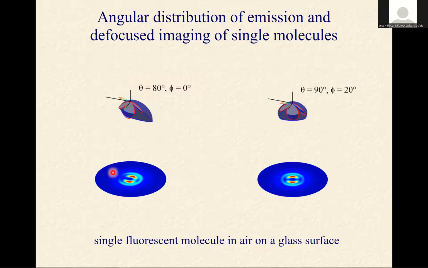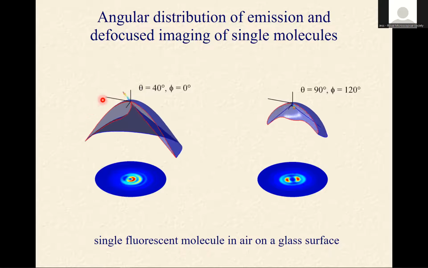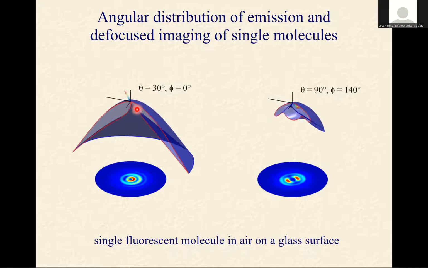So instead of trying to have a very sharp focus, we are slightly defocusing it so that the light which is emitted into different directions is distributed over a larger area on the detector. And then what to expect from these numerical calculations are so-called defocused images or defocused patterns of single molecule emitters when they change orientation sitting on an interface.